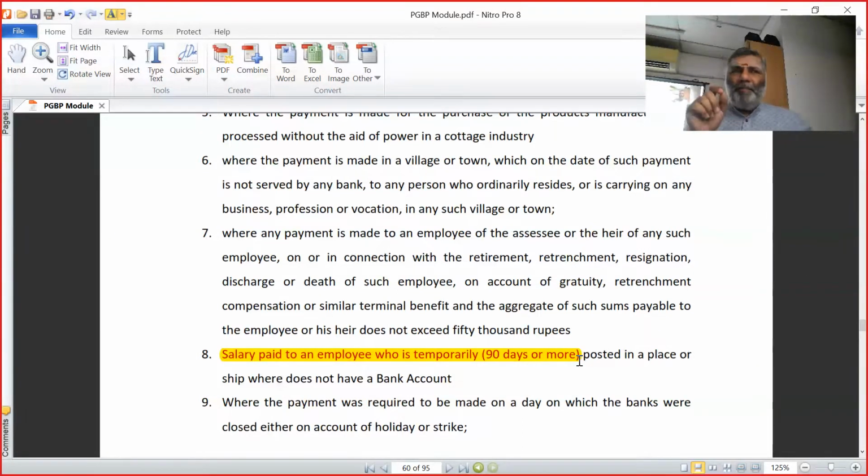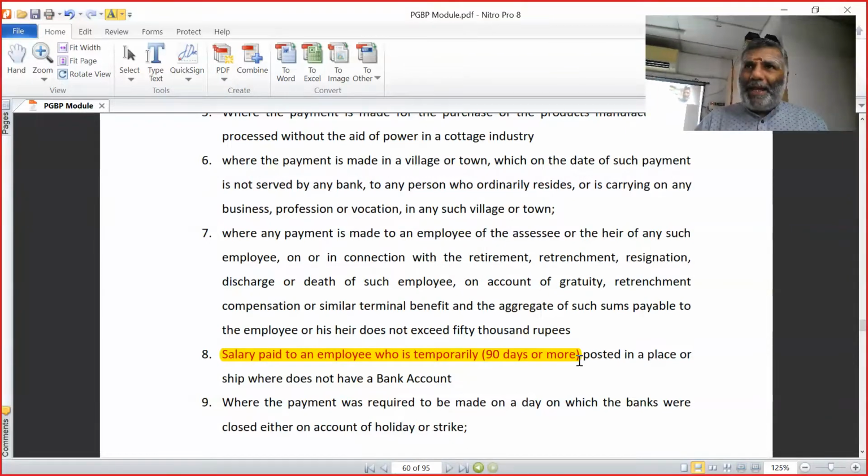Remember, law has been written when this ECS, debit card, credit card were not there. Suppose I am working in Chennai. I have been asked to go to Bangalore, not permanently. Temporarily on site, I am posted to Bangalore for a period of 30-40 days. There, if they pay me money, because I don't have a bank account or banking facility there, there is an exception. It can be even in excess of 10,000.